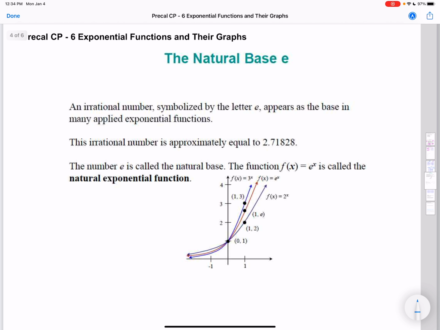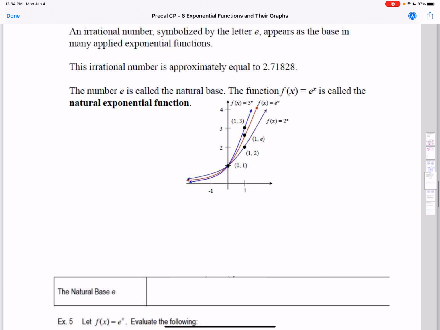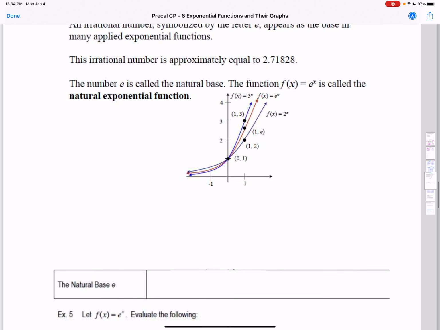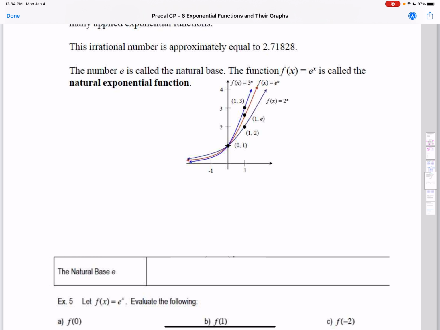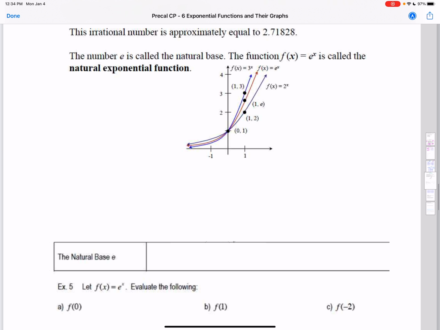So the natural base e, we've talked about this number e, which is 2.71828, and it goes on forever. It's an irrational number, and it appears in nature, hence why it's called the natural base. Don't think of e as something abstract, it's a number. And we can graph functions with a base of e, and we call those the natural exponential functions.